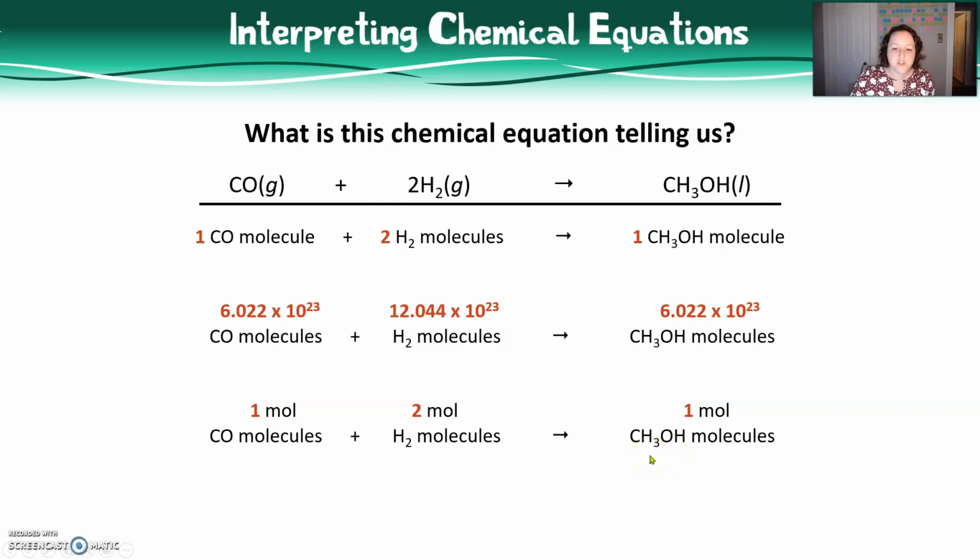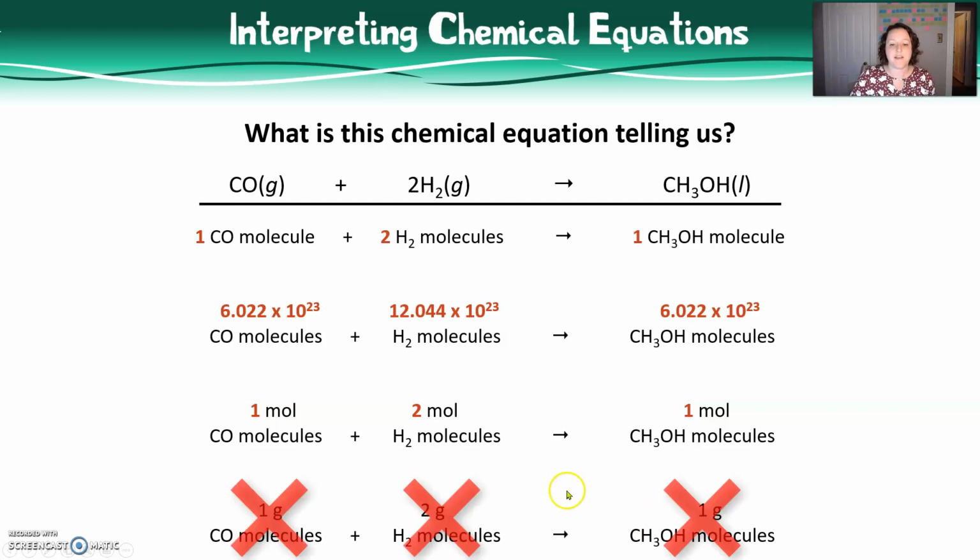So notice how the coefficients in the balanced reaction give the per particle ratios, and they also give the per mole ratios. However, be very careful that you never assume that the coefficients give the per mass ratios, as they cannot be interpreted as 1 gram of carbon monoxide reacts with 2 grams of hydrogen to give 1 gram of methanol, because the molar masses of each compound are very different from each other. So their per particle or per mole ratios do not match their per mass ratios, and the reaction should never be interpreted in this way.